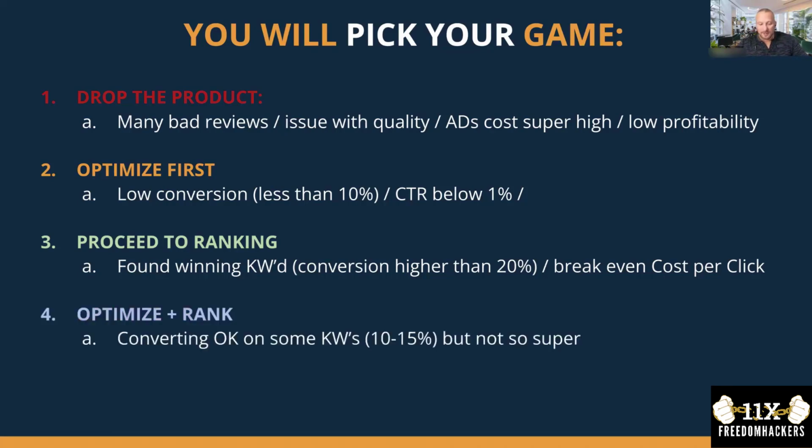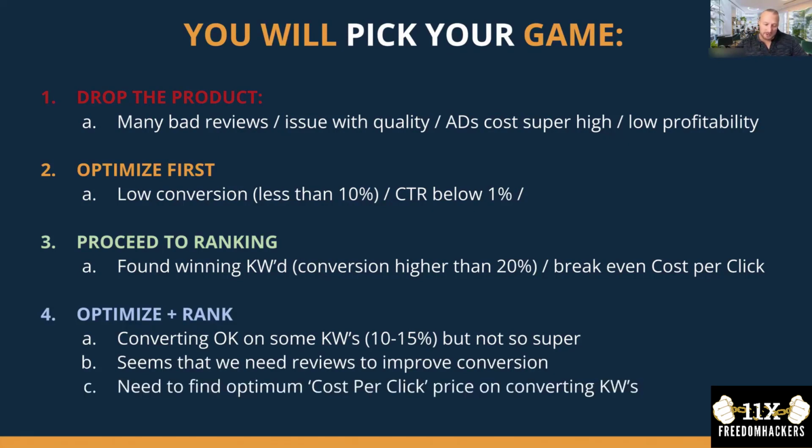Or optimizing the rank means that my conversion is kind of okay, between 10 and 15%, but it's not super. It seems that we need more reviews to improve conversion, and we need to find the optimum cost per click, because my ads are super expensive. So that's optimizing ranking at the same time. You can already start putting more traffic into the 15% conversion rate keywords, shut down all the rest of the keywords, and in the meantime tweak your images, play with the price, and go from there.